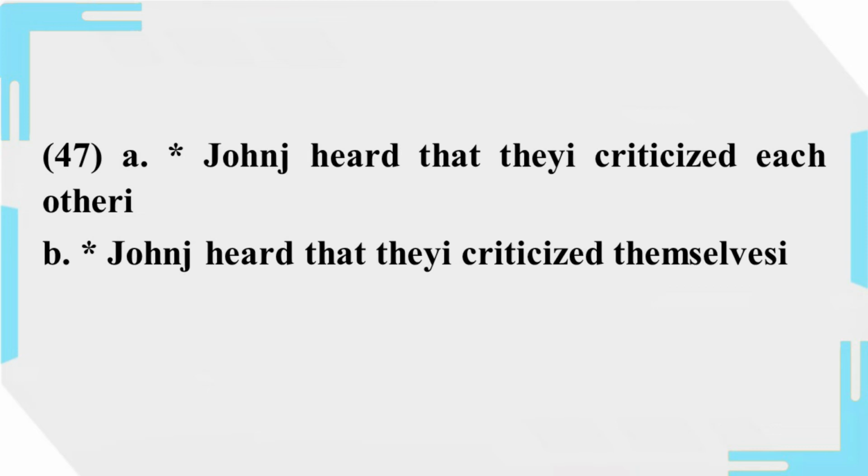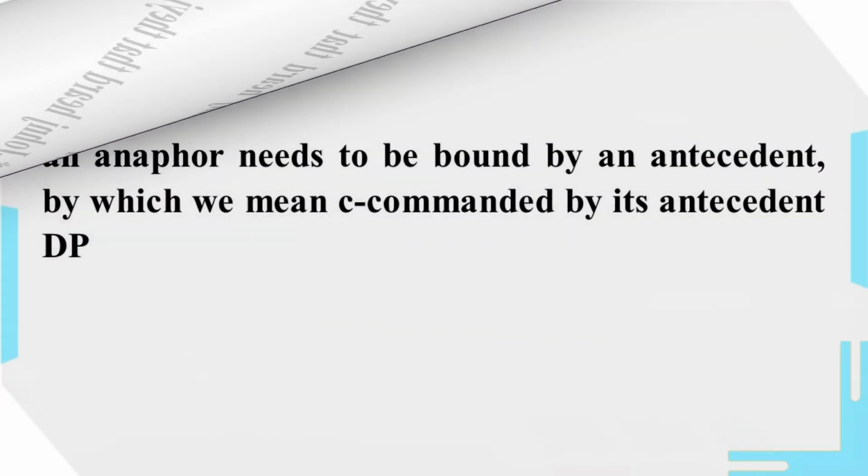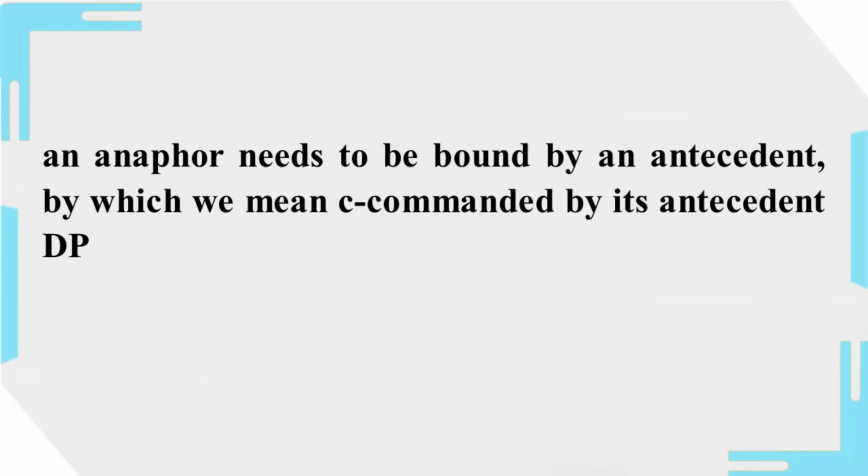We would need to be precise about this to understand how exactly such DPs function as antecedents for a reflexive or a reciprocal, or in fact a pronoun. But this is not a question we'll address here. We'll simply assume that the antecedent does its job of determining how the reflexive is interpreted without spelling it out in detail. This is why we modify our terminology. We'll say that an anaphor needs to be bound by an antecedent, by which we mean C-commanded by its antecedent DP. We can now reformulate our findings.